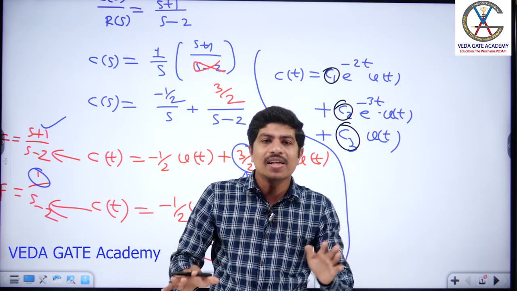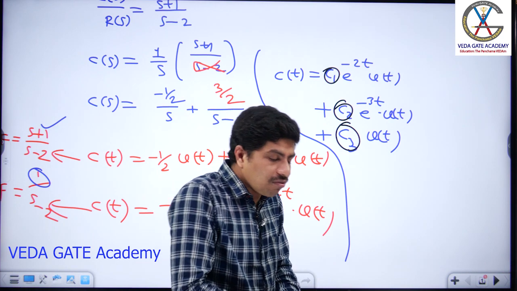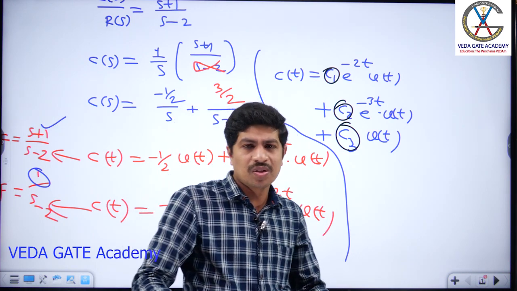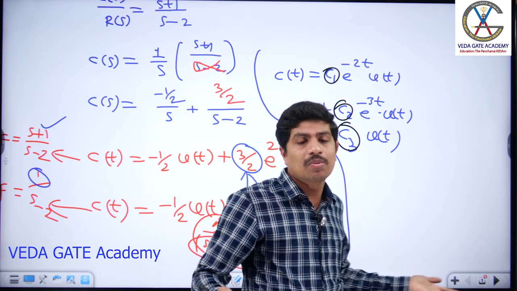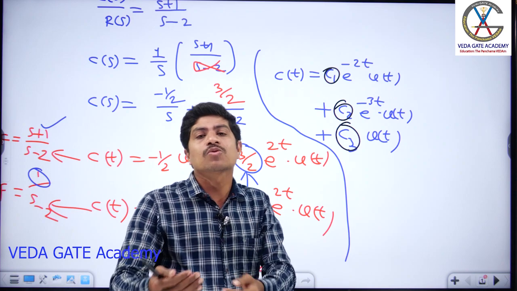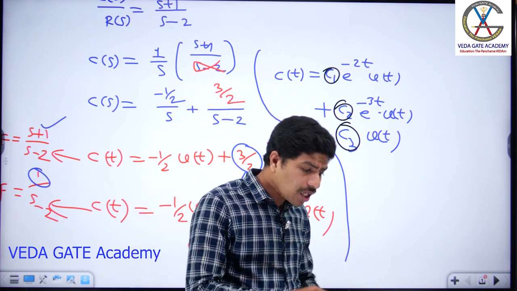Zeros are not having any effect on stability. If you take a system with zeros or without zeros, its stability is not going to change. Whether that system is stable or unstable is not affected. The only thing that is going to change is the coefficients in the response we are getting here.